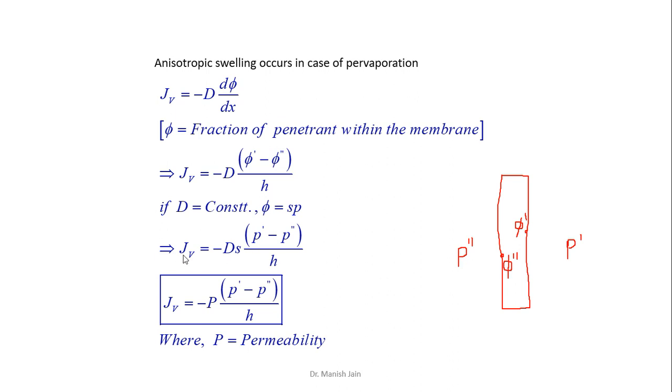So here JV will become minus DS times P dash minus P double dash divided by H, where H is the thickness of the membrane, P dash is the partial pressure at the feed side, and P double dash is the partial pressure at the permeate side. Now the product of diffusivity and Henry's coefficient becomes the permeability. This capital P represents the permeability. So JV equal to minus P multiplied by P dash minus P double dash divided by H.